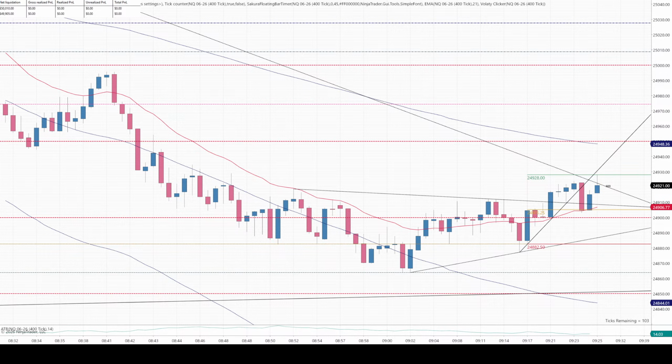FOMC economic projections as well at 2 o'clock, and the FOMC statement. And then at 2:30 is another news event related to the FOMC. It's the FOMC press conference. These are all red events, highly volatile events. And so we're going to be keeping an eye. I don't think I'll be trading anywhere near 2 o'clock, but we'll see what happens, obviously.